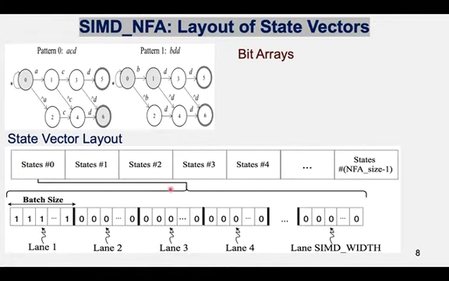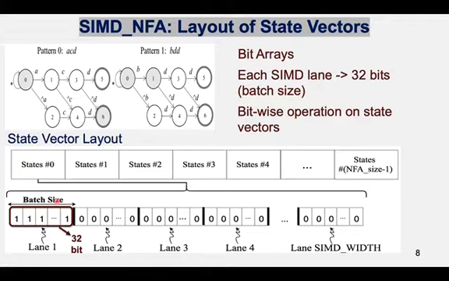So we group states with the same ID from all the NFAs together, as shown in this bottom picture. Bits representing the status of state 0 across all NFAs are contiguously organized in memory, and we do the same for the other states until the last state. With this design, each SIMD lane takes care of 32 bits. We call it the batch size. Thus, each SIMD lane handles 32 NFAs concurrently. With this design, updating state vectors becomes bitwise operations, and it is very efficient.